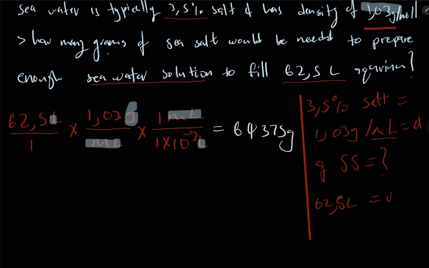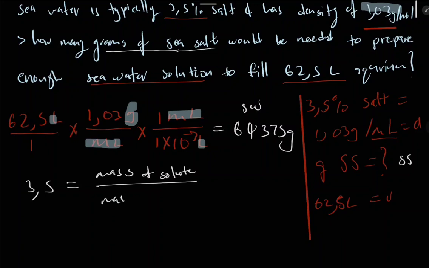But the question wanted what? Grams of sea salt. Okay, this was seawater. We want sea salt. I even wrote SS here. But here we were given percentage by mass, which is 3.5. And what is percentage by mass? It is the mass of a solute over the mass of a solution, times 100.